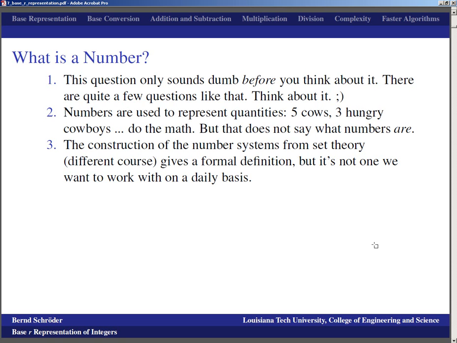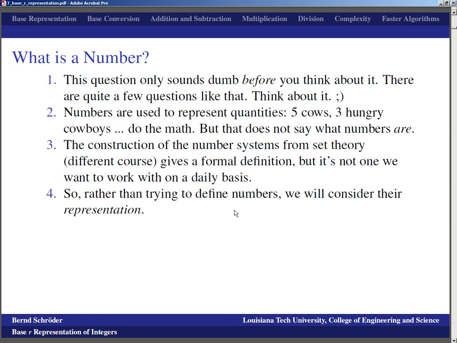But basically what Fundamentals of Mathematics does is it tries to reduce everything to the barest set of axioms possible, and that axiomatic set is then to be considered natural or not, but it's a set of axioms that mathematics is built on. And within that set theory, we can formally define what the numbers are, and we basically define set theoretical entities that act exactly like numbers should. But that definition really isn't something that you want to work with on a daily basis because it is rather complicated. And so rather than trying to define numbers, what we are considering here is their representation, right? It's the 5 cows, the 3 cowboys, and all that.